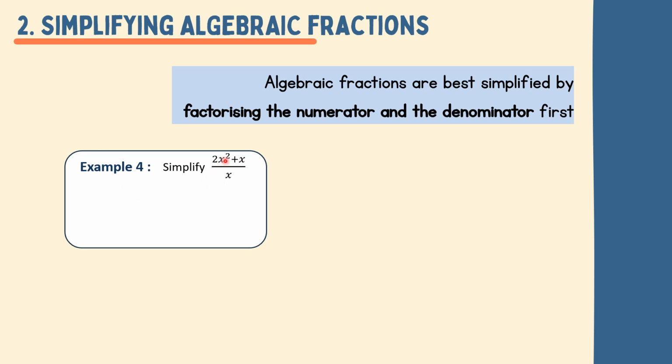Simplify 2x squared plus x all over x. Check the numerator here. There are two terms in the numerator, which are 2x squared plus x. So you can do simple factorizing for the numerator. And for the denominator, it's only one term, so you don't need to do the simple factorizing. So let's do it for the numerator. We can decompose 2x squared into 2 times x times x, and then we can decompose x into 1 times x.